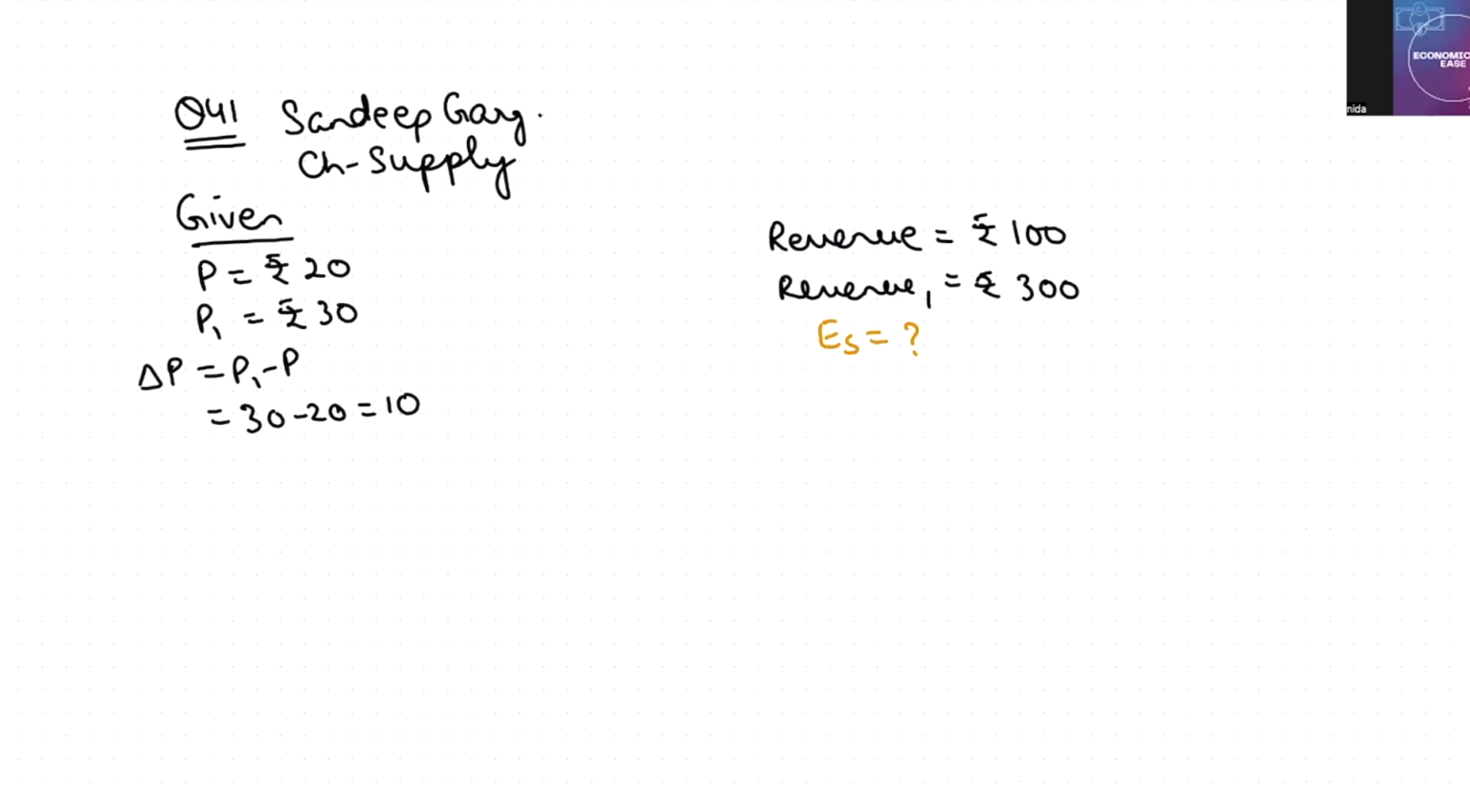Fine. You need to calculate elasticity of supply, and of course you need to calculate the quantity supplied and delta Q also, that is Q1 minus Q. So the formula is revenue upon price. Here 100 divided by 20, you will get quantity 5, and here 300 upon 30, so you will get 10. Sorry, the first one is 5. Very sorry. So now you will get the quantity here: 10 minus 5 equals 5.